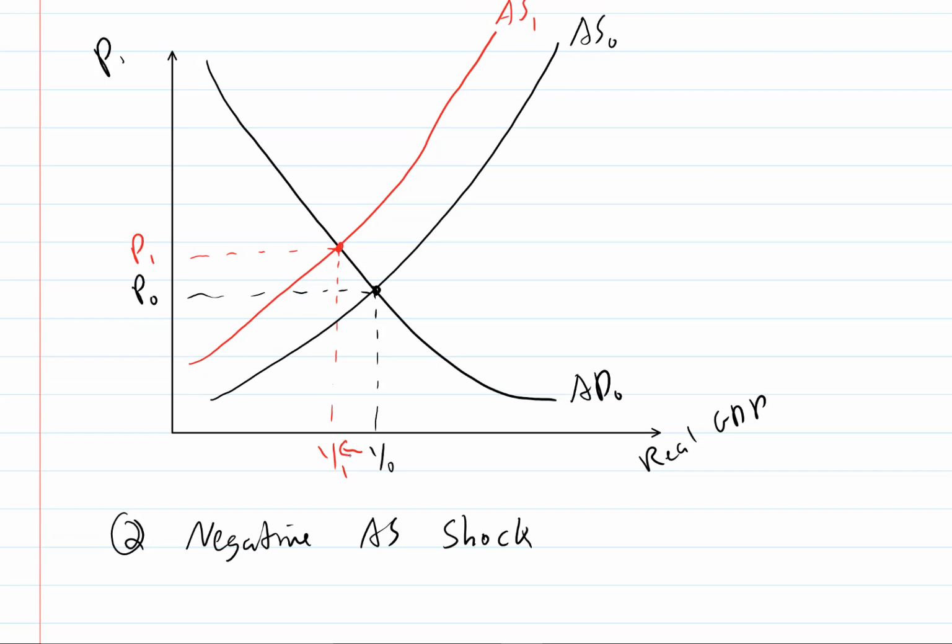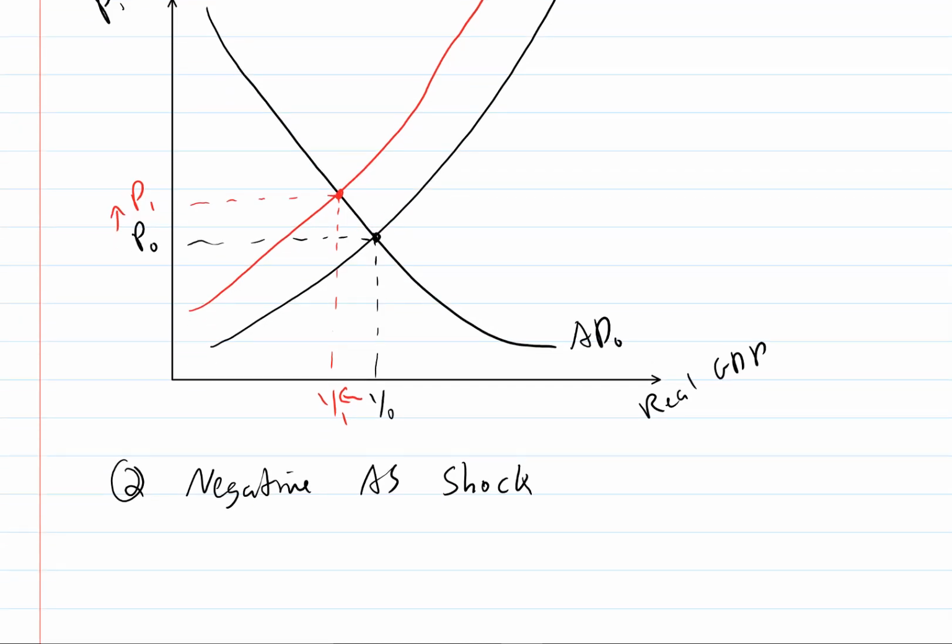So we can again notice two things happen. We have a fall in real GDP due to this negative AS shock, and we have a rise in the price level. So a fall in real GDP and a rise in price level.